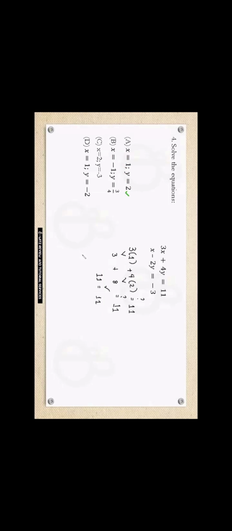Now, substituting it into our second equation, we have 1 minus 2 times again the value of y, which is 2. Is it equal to negative 3? Applying the PEMDAS rule again, 2 times 2 is equal to 4. And we know that 1 minus 4 will be equal to negative 3. Therefore, x is equal to 1 and y is equal to 2 satisfy our given two equations. So again, the answer is letter A.